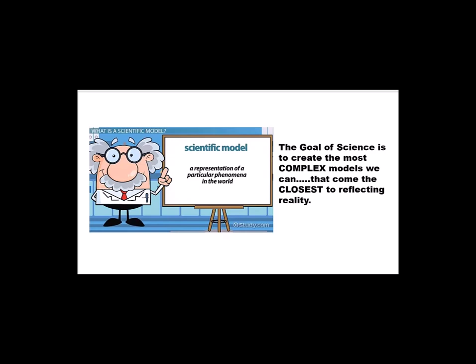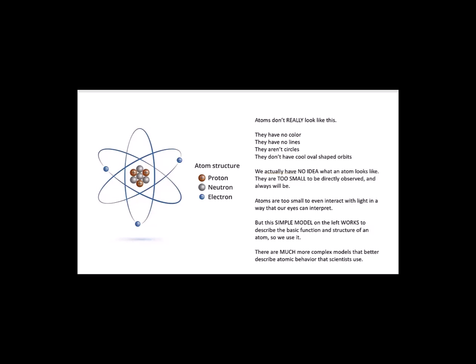So here's an example of a scientific model that we use just so we can kind of have a grasp of what's going on. You've probably all seen this picture before. This is a picture of an atom. But guess what? This is a drawing of an atom. Atoms don't look like this. Atoms do not look like this at all. They don't have color. They don't have lines. They aren't circles. They don't have these cool, perfect oval-shaped orbits. They don't look like that.